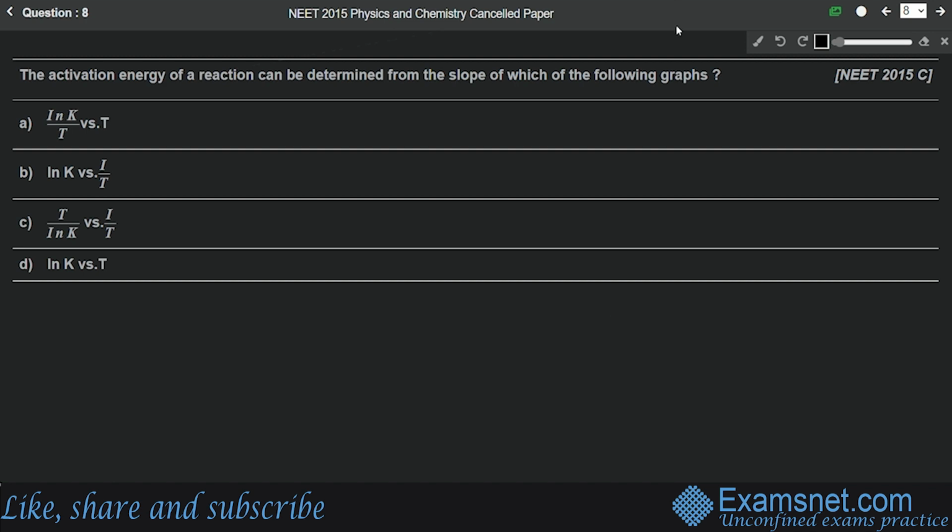Question number 8 is from the chapter Chemical Kinetics, and the question is: the activation energy of a reaction can be determined from the slope of which of the following graphs. So we know that according to the Arrhenius equation, k is the rate constant, right? That is equal to A into e to the power minus Ea upon RT. So if you put ln on both sides, ln k will be equal to ln A minus Ea upon RT, right?